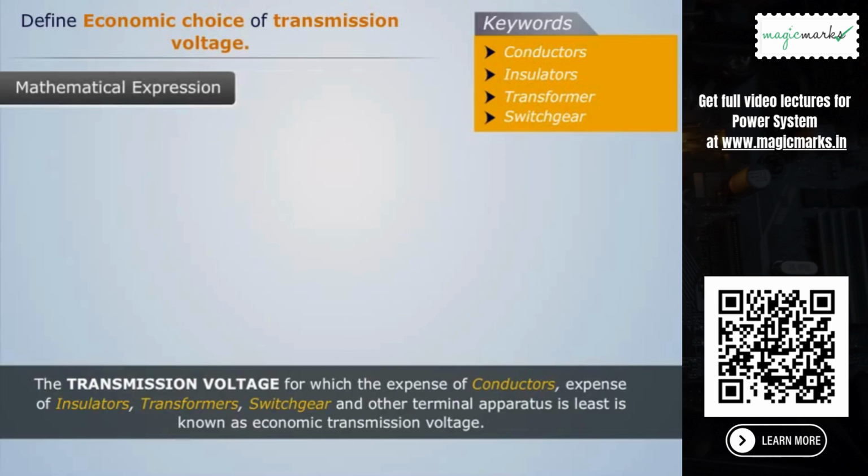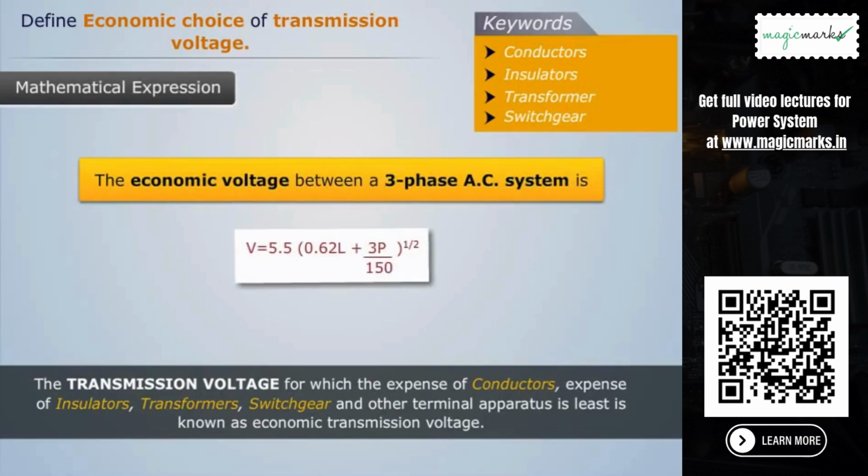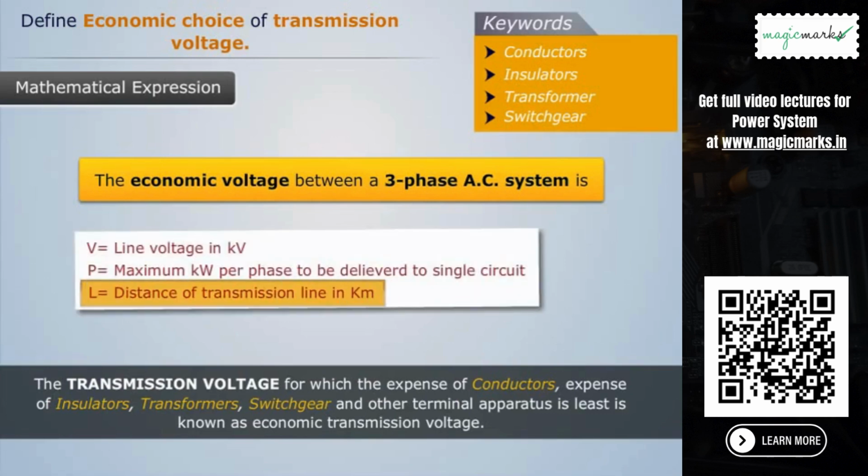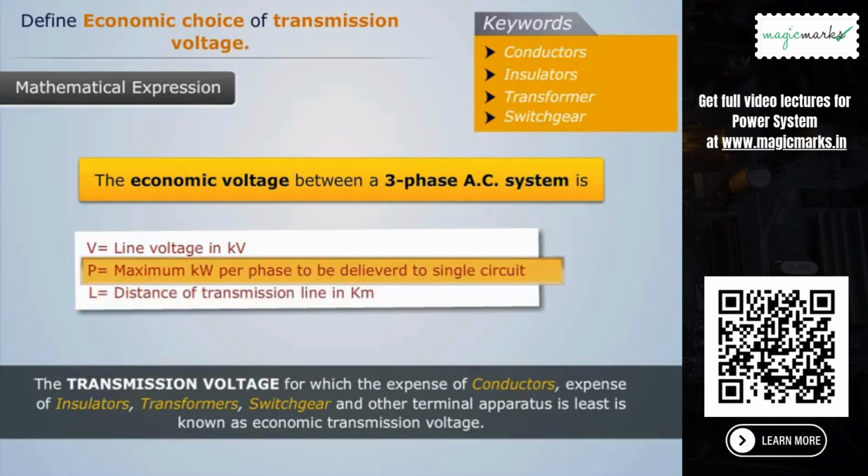Mathematical expression. In this equation, power to be transmitted and distance of the transmission line have been considered. If the distance of the transmission line is increased, the expense of terminal apparatus is diminished, bringing about higher economic transmission voltage. Also, if power to be transmitted is large, larger generating and transforming units can be utilized. This diminishes the expense per kilowatt of the terminal station equipment.